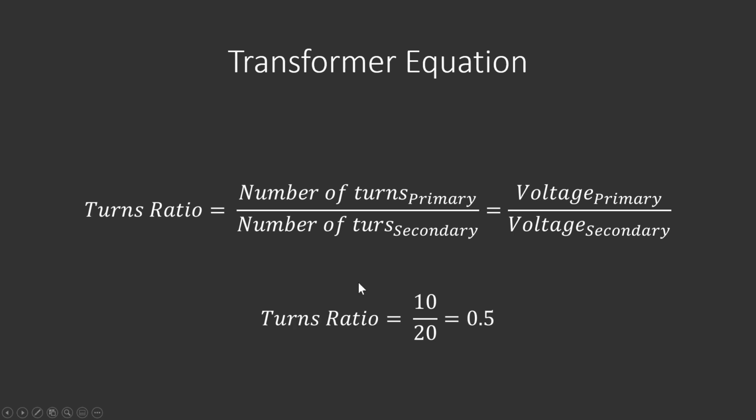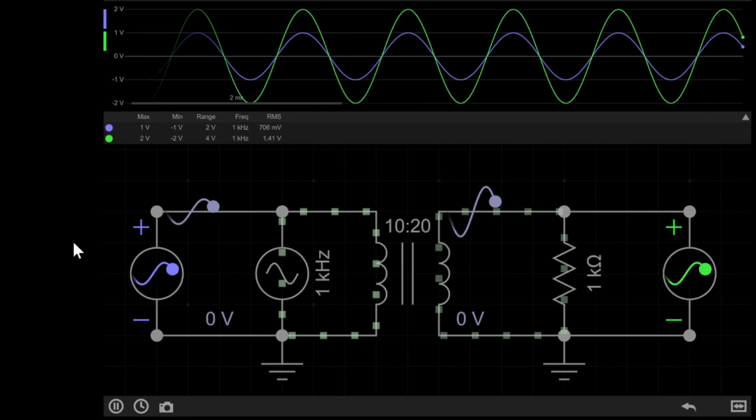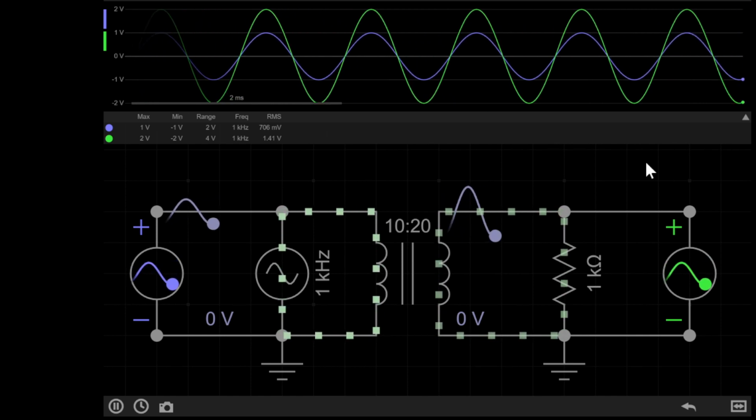Now, if you remember, our circuit had 10 turns on the primary and 20 on the secondary, giving us a turns ratio of 0.5. If we check back at the circuit again, you can see the primary voltage is 1 volt and the secondary voltage is 2 volts. So our secondary is double our primary, or in other words, we have a step-up transformer with a 0.5 turns ratio. Step up simply means that the voltage is raised from the primary to the secondary.